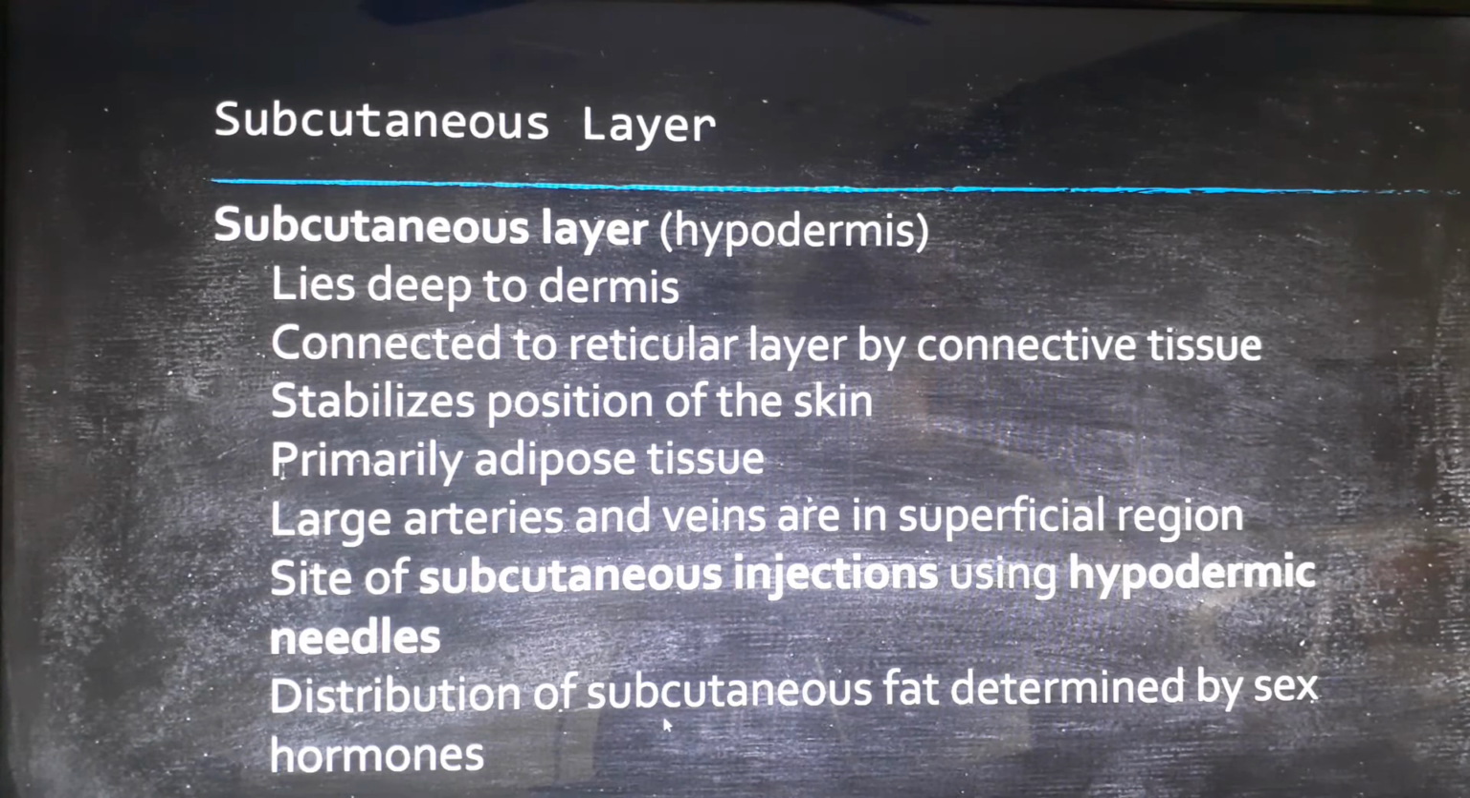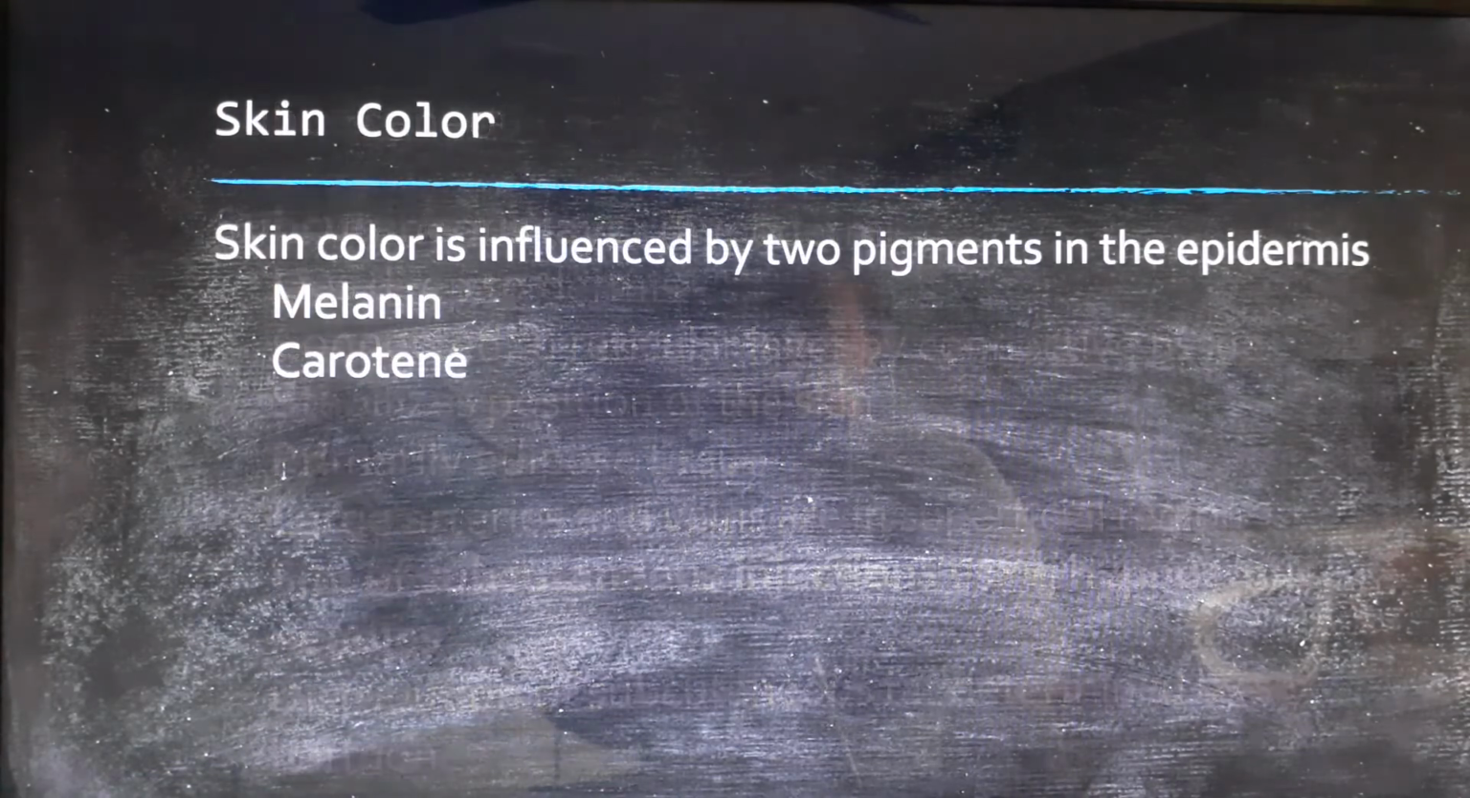Where your subcutaneous fat is abundant is actually determined by sex hormones and genes. Some of us have large butts, some of us have no butts.